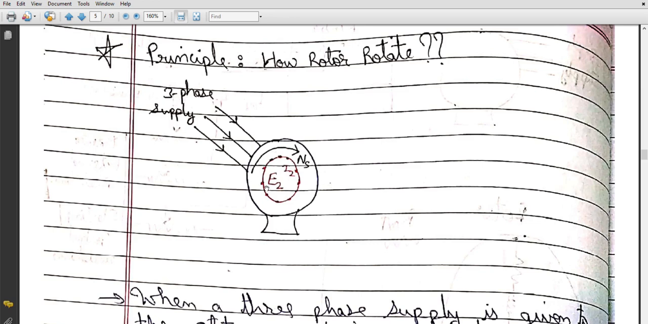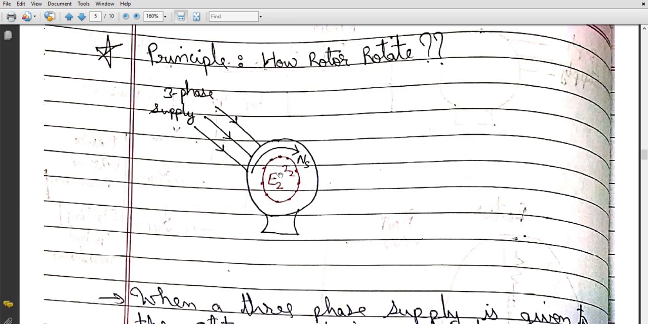Now this rotor is stationary right now. These small dots which you can see on the inner circle represent the rotor conductors. These rotor conductors are stationary. Now when this stator field rotates at a speed ns, it links with the stationary rotor conductors.